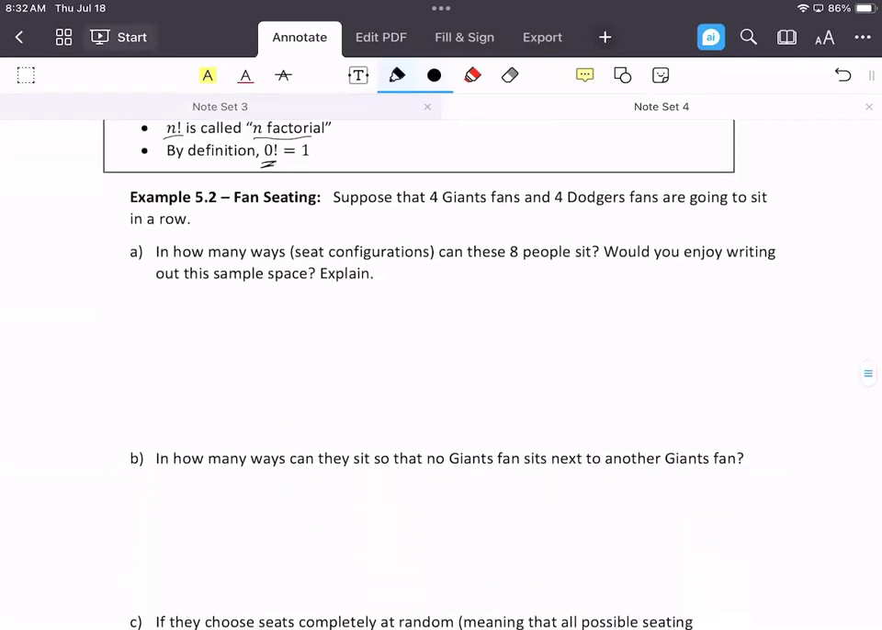Suppose that we have 4 Giants fans and 4 Dodger fans who are going to sit in a row. So there are a total of 8 seats. And I'm going to use G for Giants and D for Dodgers. In how many ways, in other words, seat configurations, can these 8 people sit? Would you enjoy writing out the sample space, and briefly explain why? Well, let's think about it this way. We've got 8 seats.